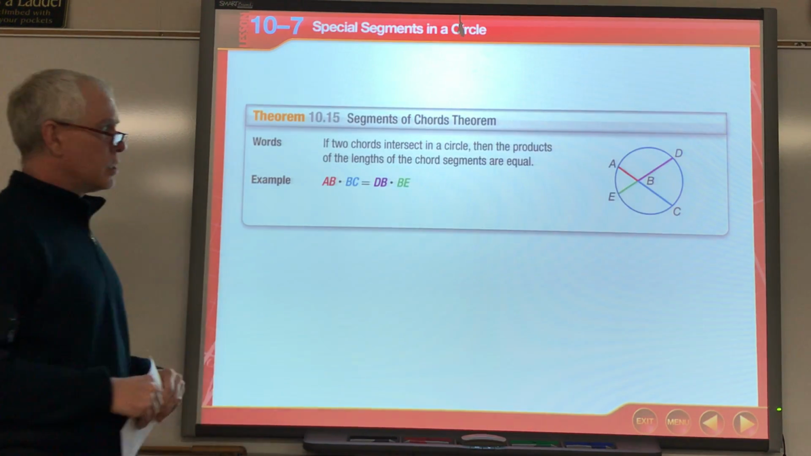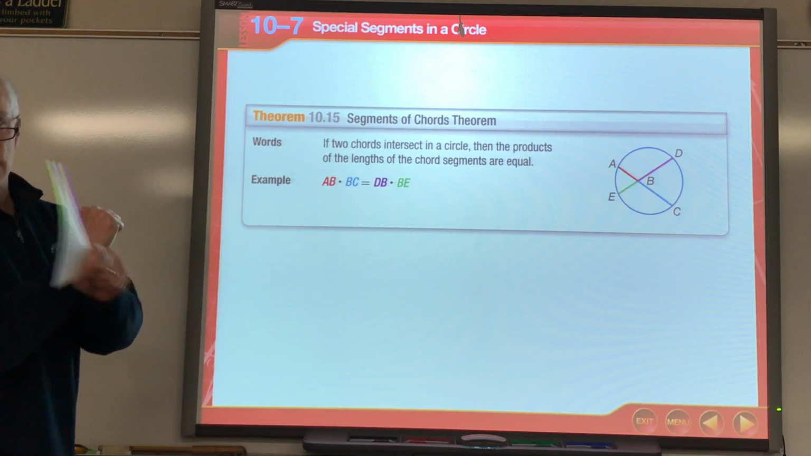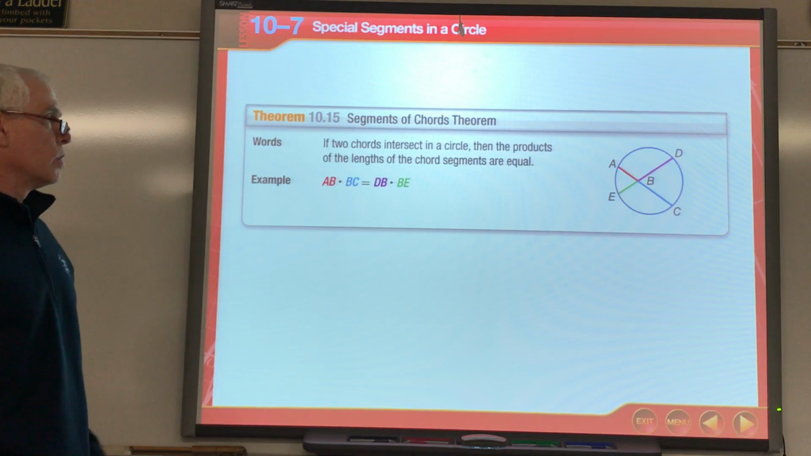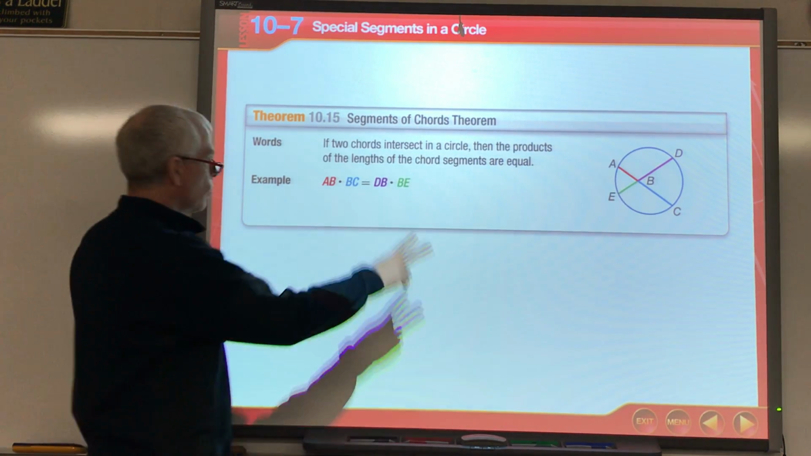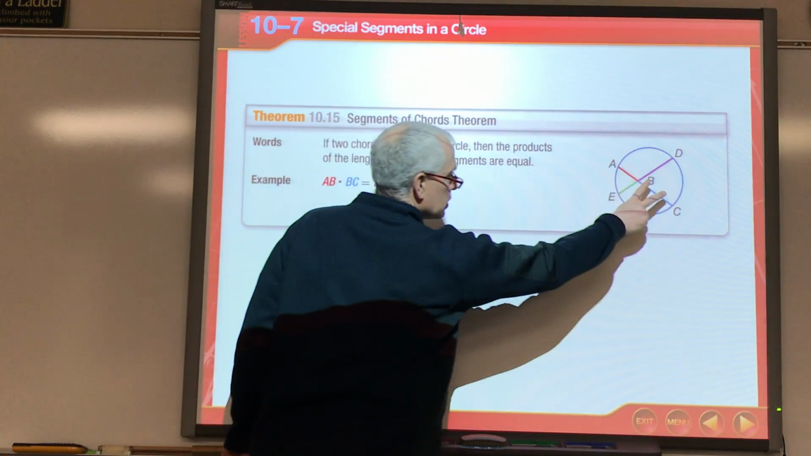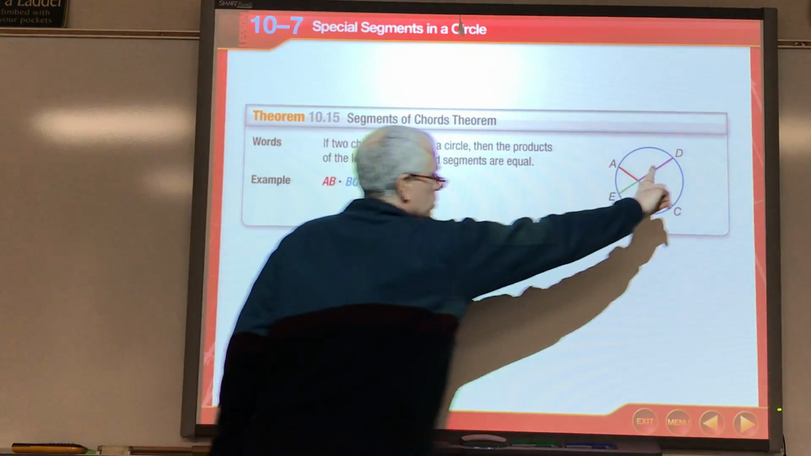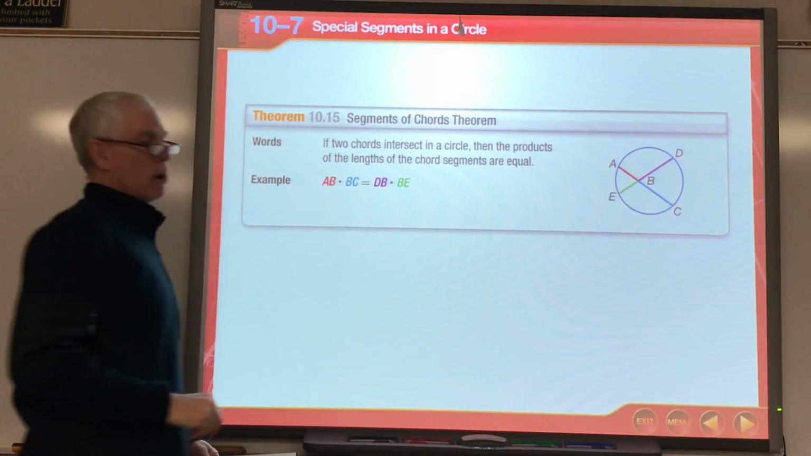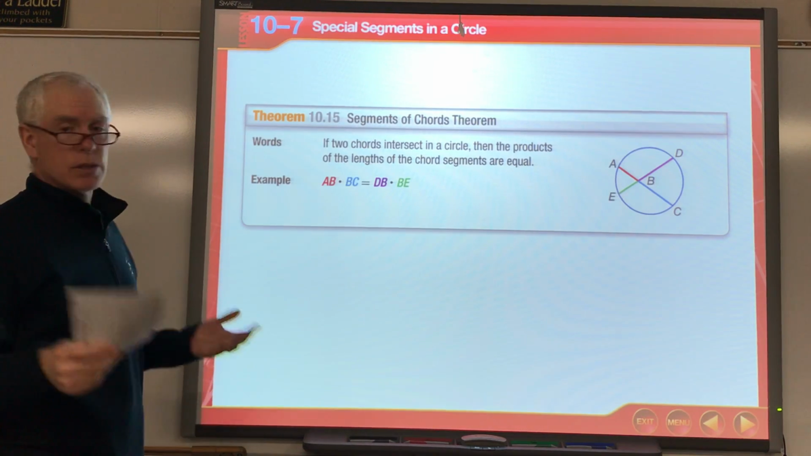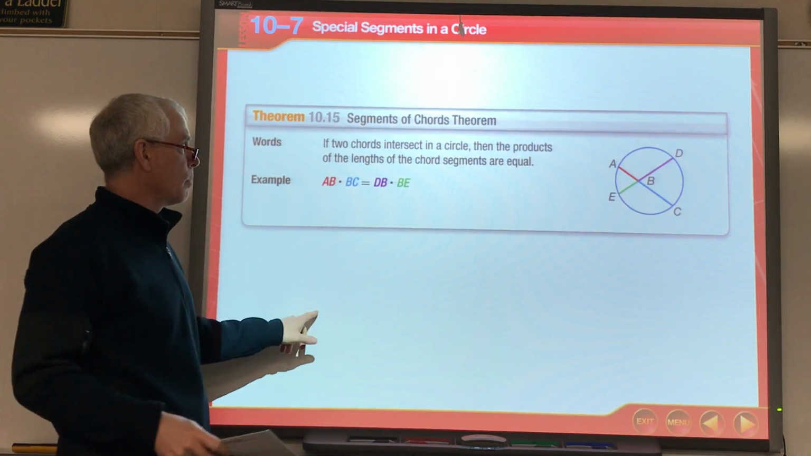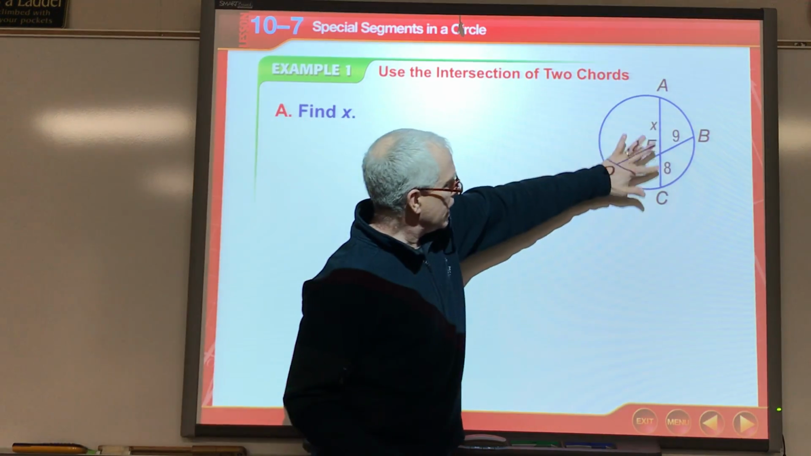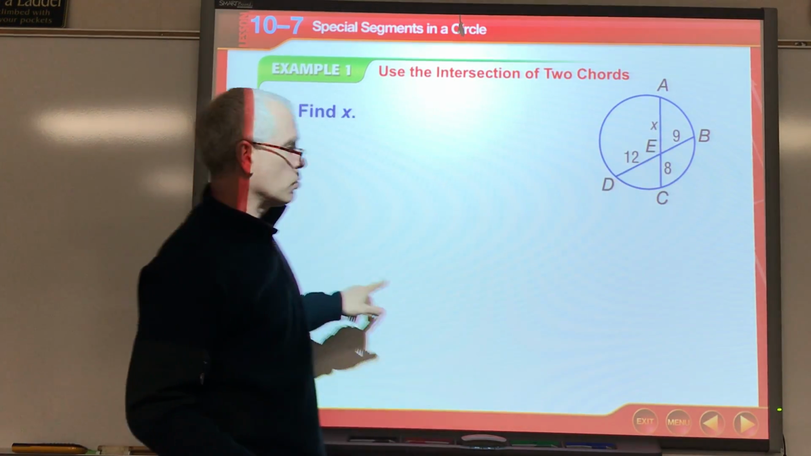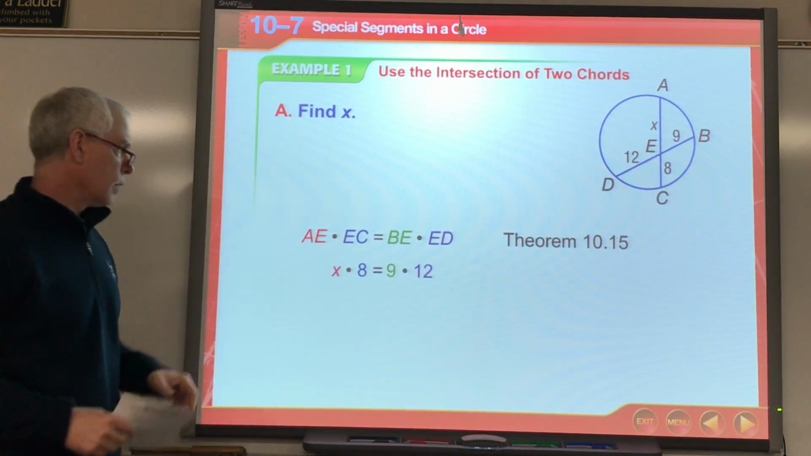Okay, so here's the first theorem that you have to have. If you got two chords that intersect on the interior of the circle, the product of those two chord segments is equal. So AB times BC is equal to DB times BE. The product of those have to be equal. Some will be unknown, some will be known, and we're going to set up an equation and solve. So for here, 8 times x should equal 9 times 12. That's ultimately what we're going to do.